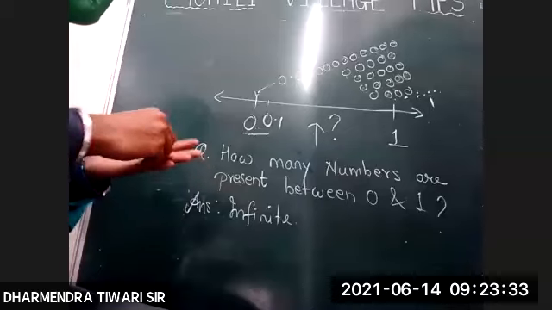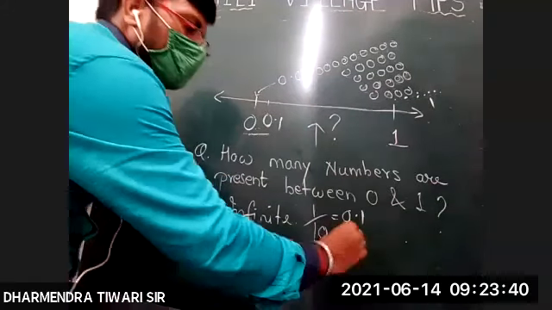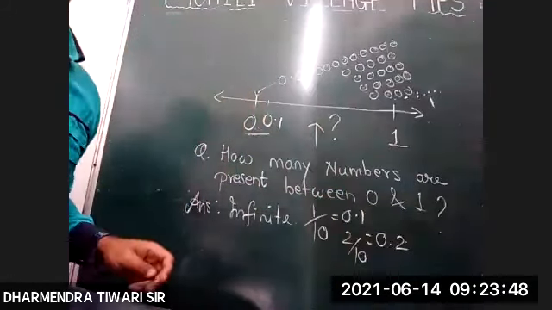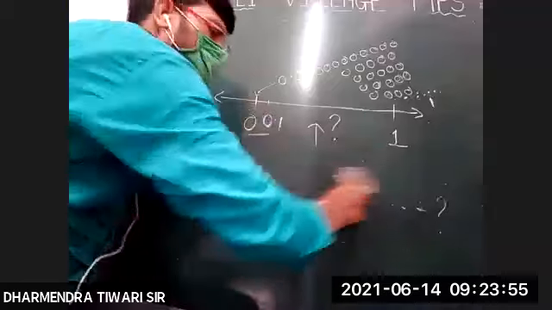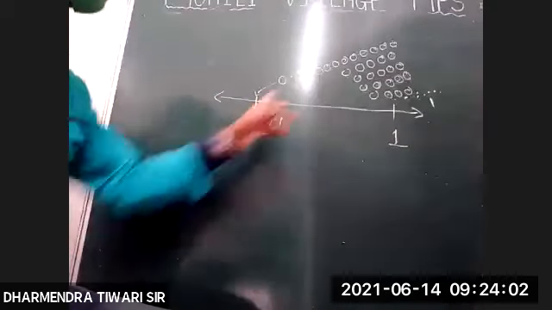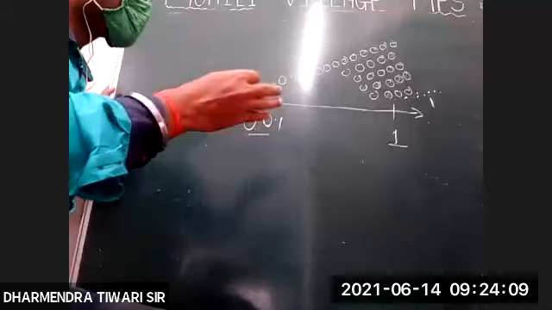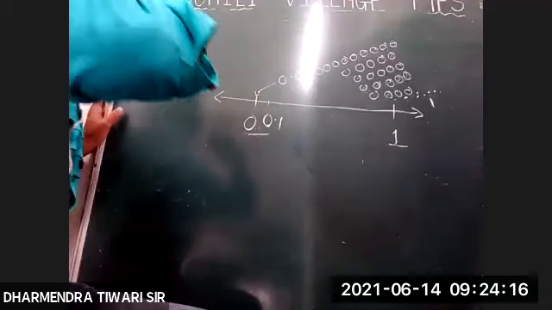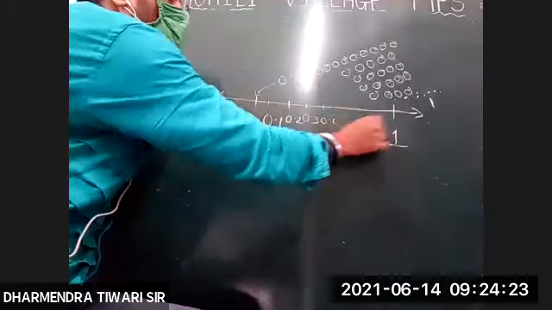1 by 10 part: 1 divided by 10 means we are just considering 0.1. Considering 2 divided by 10 means we are just taking 0.2, and so on. We are not bothered about the nano part and all that. This is a study of higher standard. Here we just want to see how many numbers, so your answer should be infinite. This is the answer so that you can easily answer whoever asks you how many numbers are present between 0 and 1: infinite numbers. So this is 0.2, 0.3, 0.4 and so on till we reach 1.